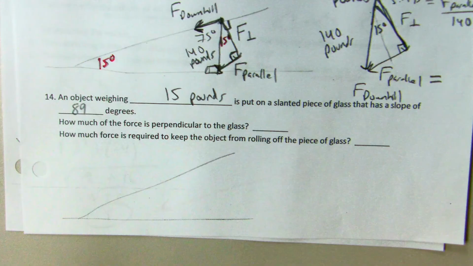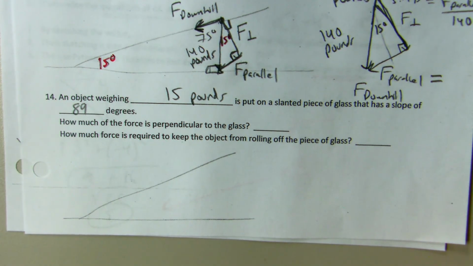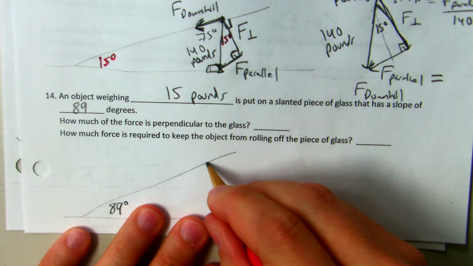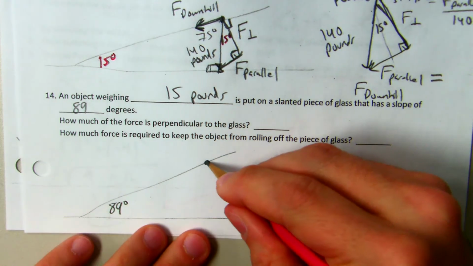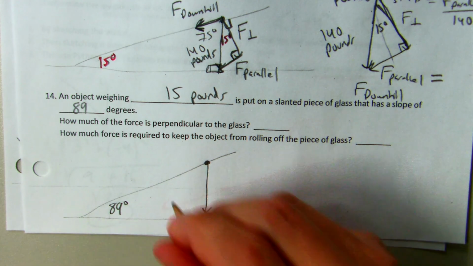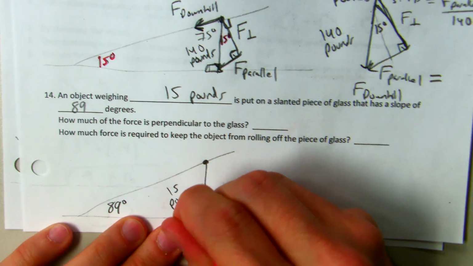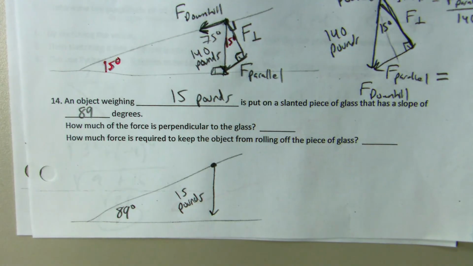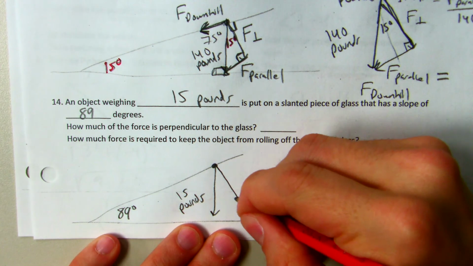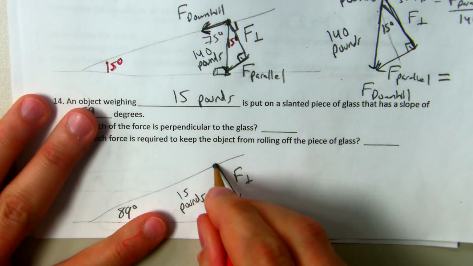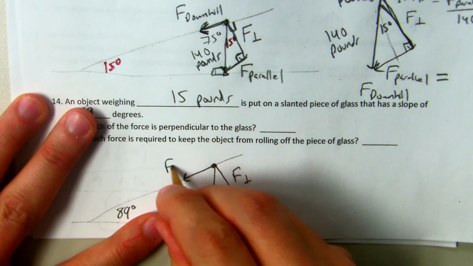Alright, so we've got a hill. I'm not going to try to make it look exact, it's going to be too hard to keep up with. But this is 89 degrees. So I'm running a hill with the dog. His weight is straight down, not straight into the hill. And then you have to understand that some of that 15 pounds is pushing into the hill, force perpendicular, and some of that 15 pounds is trying to push him down the hill, force downhill.